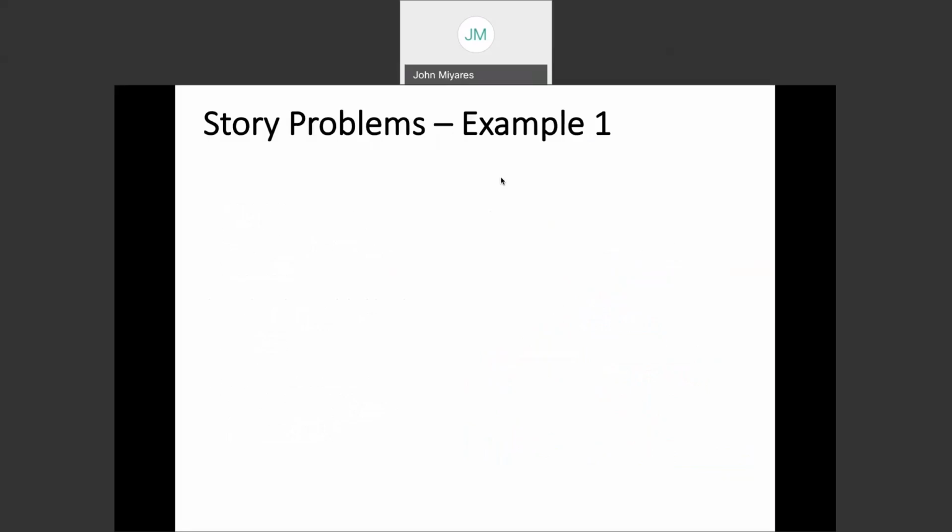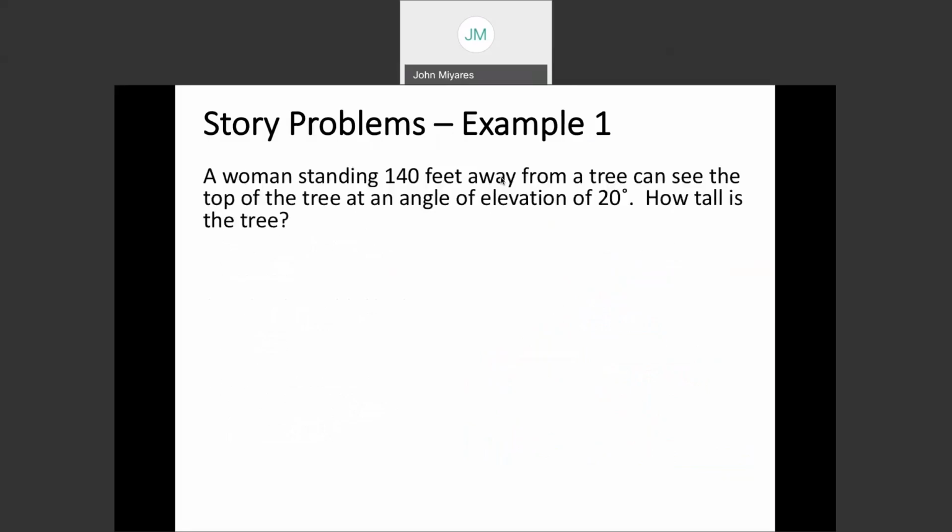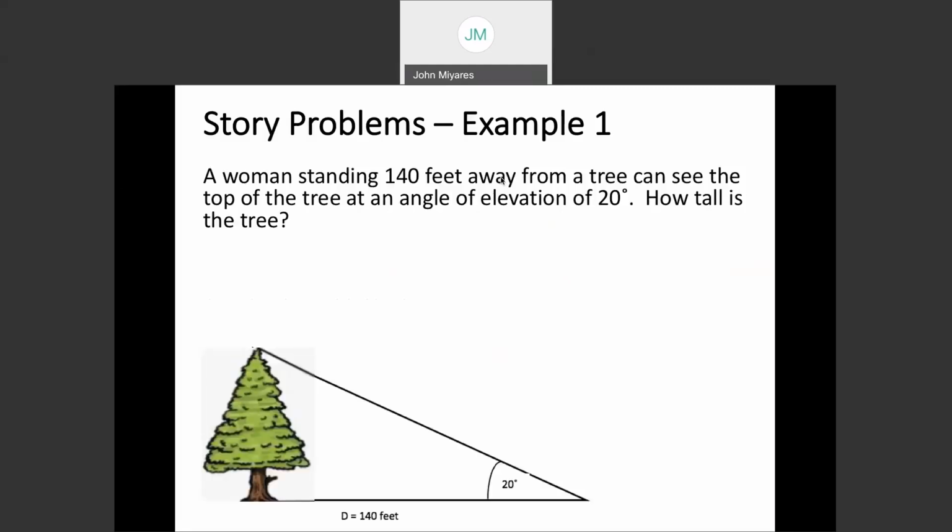Here's our first example to work through. A woman is standing 140 feet away from a tree and can see the top of the tree at an angle of 20 degrees in an angle of elevation. How tall is the tree?